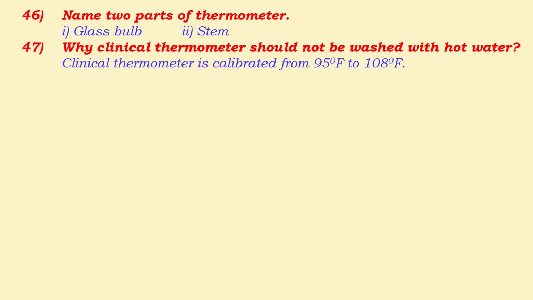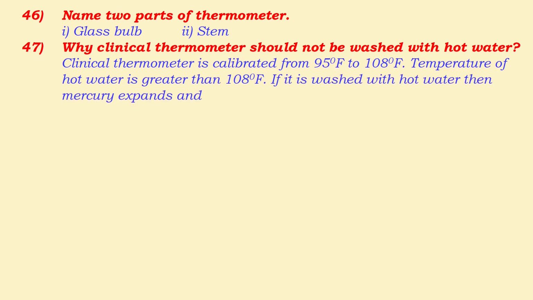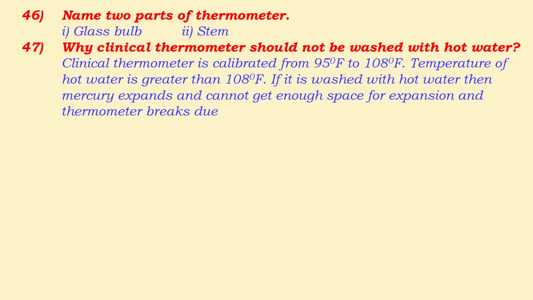Why should clinical thermometers not be washed with hot water? Now the answer: a clinical thermometer is calibrated from 95 degrees Fahrenheit to 108 degrees Fahrenheit. The temperature of hot water is greater than 108 degrees Fahrenheit. If it is washed with hot water, then mercury expands and cannot get enough space for expansion and the thermometer breaks due to high pressure. So we should not wash it with hot water.